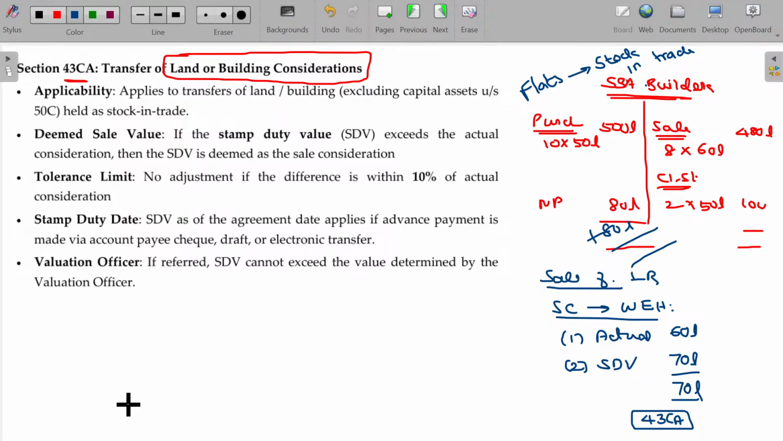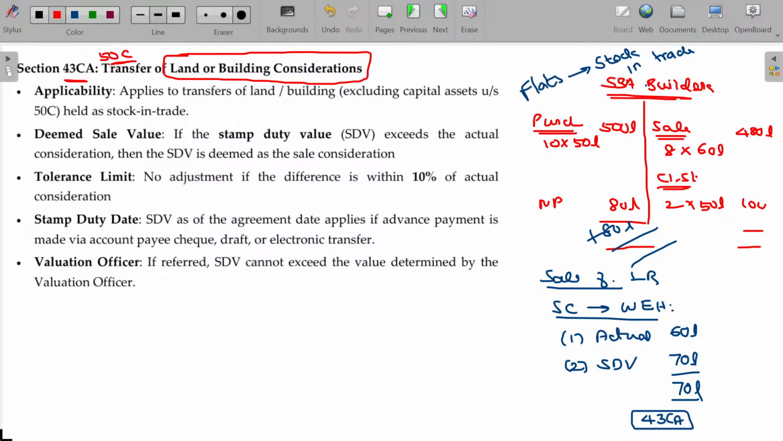Sir, but I'm not a builder, sir. I have purchased a property. Already I have my own family owned property worth rupees 101 crore. I want to sell it for 101 or 102 crores or 150 crores, like I plan to sell. Will this be applicable, sir? It is not my stock in trade. If it is not stock in trade, it will be applicable, but under section 50C. Okay, we'll study that along with section 50C.